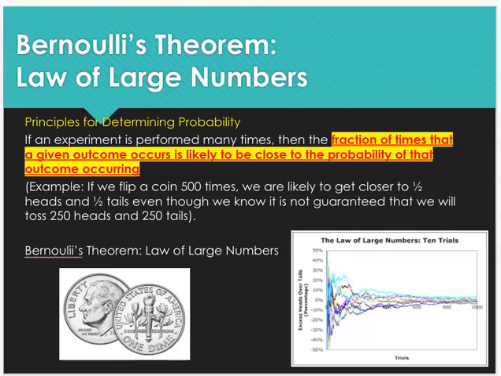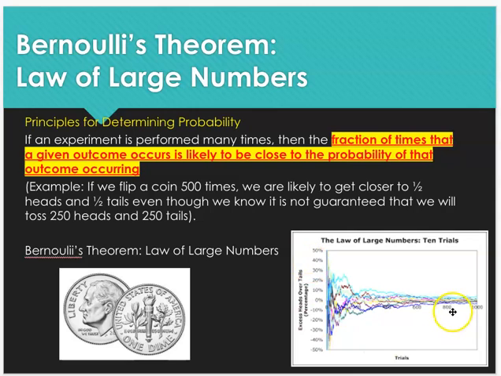Bernoulli's theorem, or the law of large numbers. If an experiment is performed many times, then the fraction of times that a given outcome occurs is likely to be close to the probability of that outcome occurring. For example, if we flip a coin 500 times, we're likely to get closer to 1/2 heads and 1/2 tails, even though we know it's not guaranteed that we will get exactly 250 heads and exactly 250 tails. That is Bernoulli's law of large numbers.